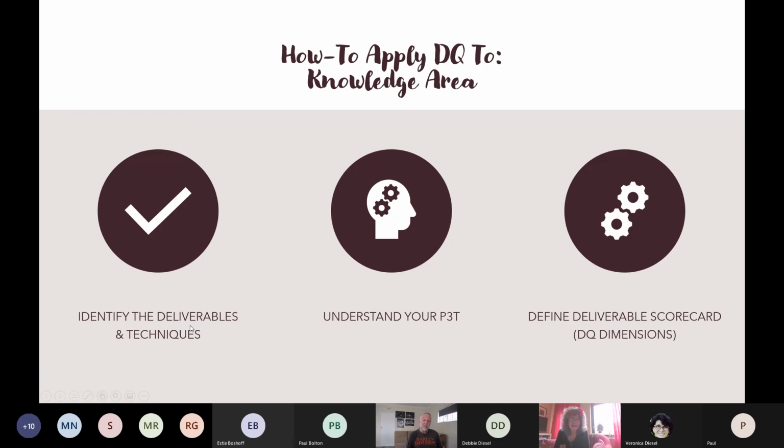So this is how to apply DQ to any knowledge area. First of all, identify the deliverables and the techniques, then understand your P3T. Once you've understood that, you can go and define a deliverable scorecard using your DQ dimensions. Okay, so this is where I'm really excited.